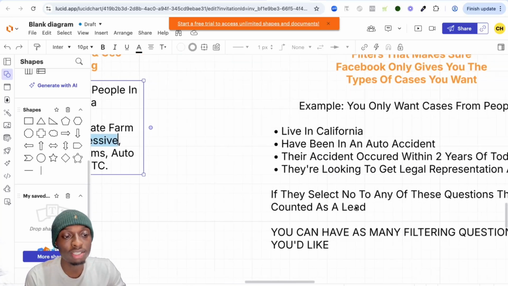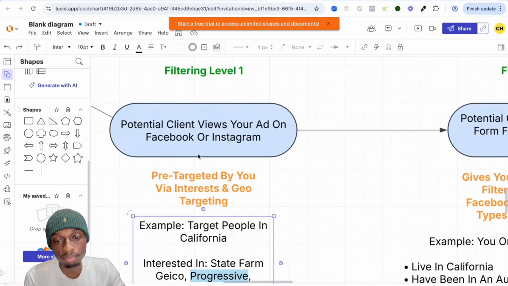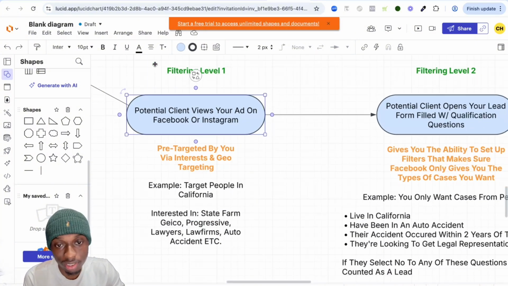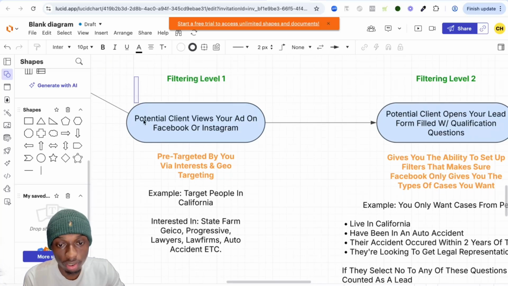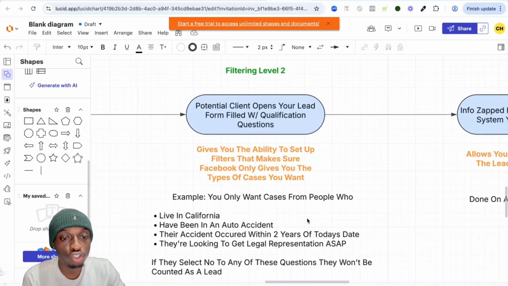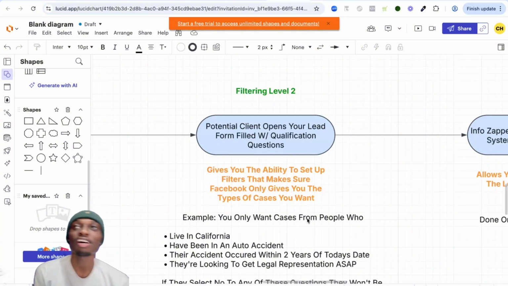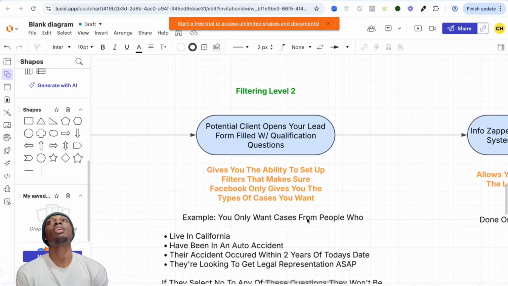Okay, now let's continue. Well, let's wrap it up. Potential client views your ad on Instagram, filtering level one. This is all filtering level one. You can screenshot this if you want. Okay, all level one. Filtering level two. This is important. The potential client opens your lead form filled with qualification questions. Oh man, qualification questions are important.